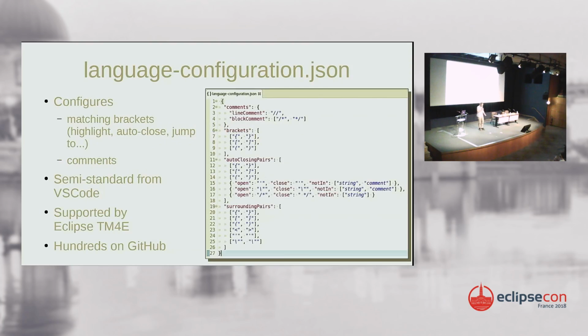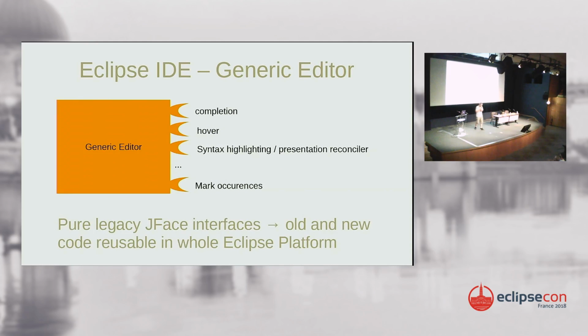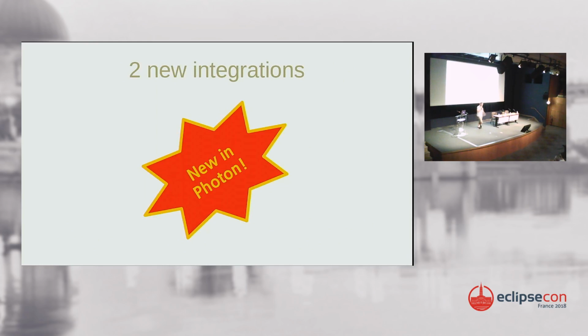Another interesting file will be the language-configuration.json, which is provided by VS Code, and it configures matching brackets, comments, and all other stuff you may like in your IDE. And TM4E also adds support for those files in the Eclipse IDE. Finally, we'll use the generic editor that was introduced in the Oxygen release, which allows you to extend an Eclipse editor very easily with plain Java code. And TM4E and LSP4E do extend this editor.